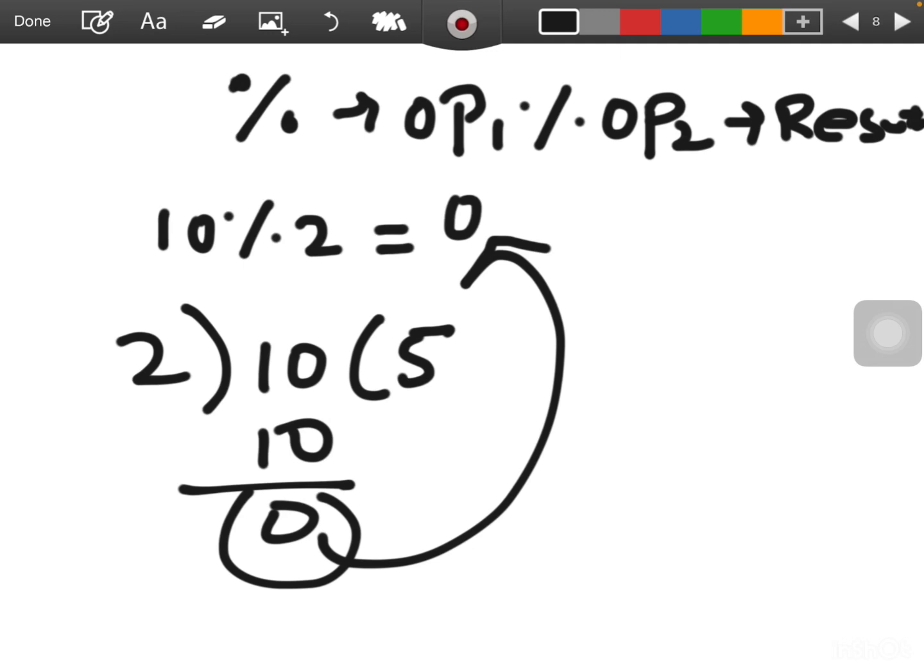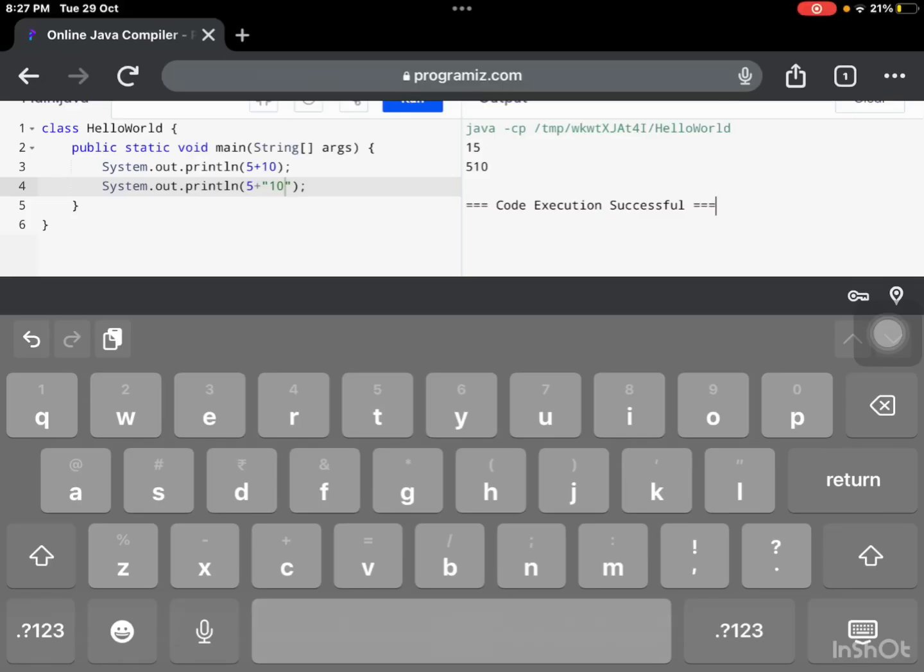Now we will see the execution of these arithmetic operators. Execution part. As we discussed earlier, if two operands are numbers, then we perform addition. 5 plus 10, we will get 15. In the next line, 5 plus 10, where 10 is a string because it is enclosed with double quotes. So we will get the output as 510.